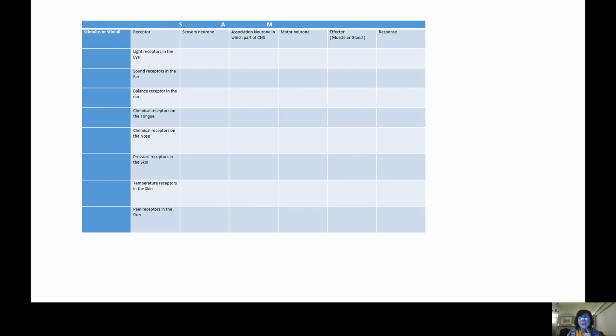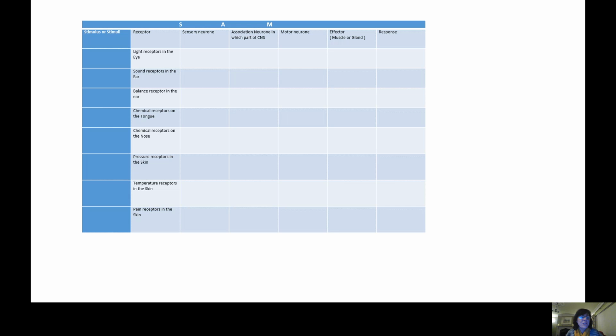There's glands in here, salivary glands. So it's either a muscle or a gland. And in this case, it's coming back down along the motor neuron. So you just write motor neuron in here. Into the glands, the salivary glands here underneath. And what does that tell you to do? That tells your mouth to water.